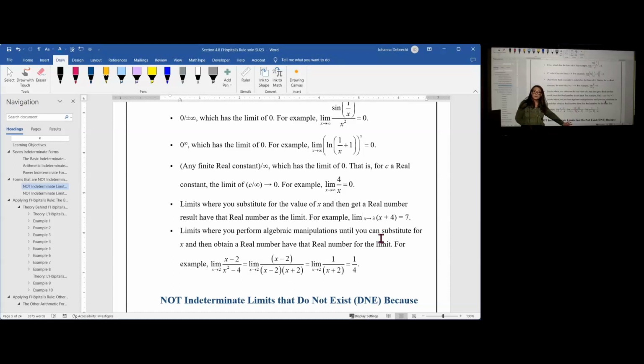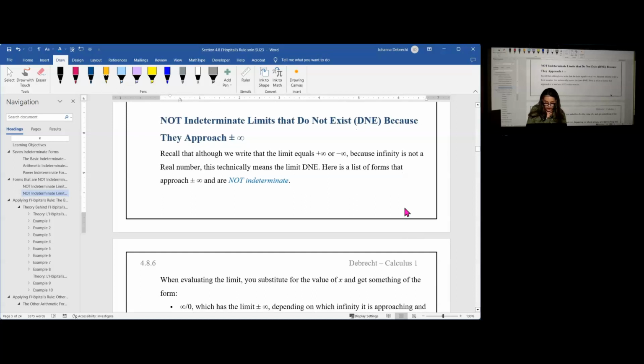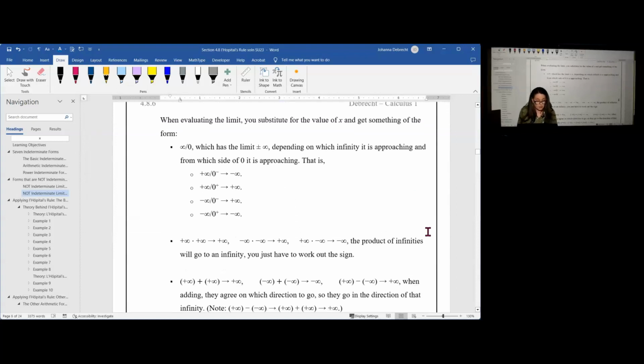All of these are determined, and we know what their limit values are. There are others that are not indeterminate, but they do not exist because they approach positive or negative infinity. They're not indeterminate, they just don't exist. They either approach infinity or negative infinity. Let's take a look at the ones that don't exist because they approach one of the infinities.